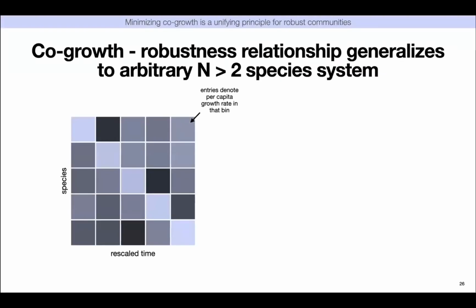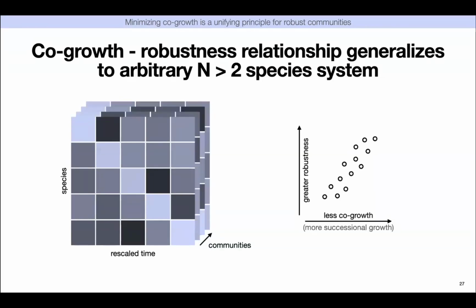So I showed you a link between co-growth and community lifetime in a specific two-species mechanistic model. And then I showed you the mathematical theory that predicts this relationship. However, this framework actually generalizes to many species and to many mechanisms, as we can show from a mechanism-agnostic model. So to show this, I built a model in which we consider now just random matrices, where the rows are going to be species, the columns are telling you bin rescaled time, and a single entry is denoting the per capita growth rate for that species in that bin.